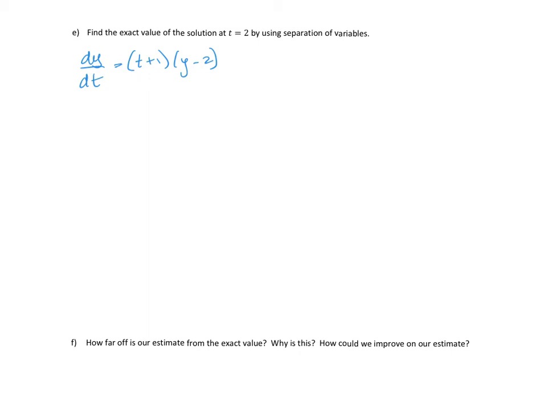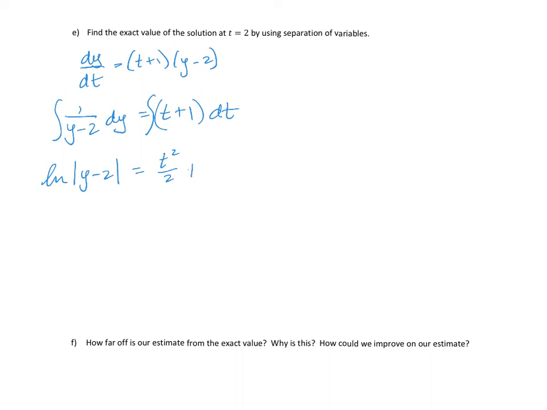Okay, so now I want to calculate the exact value of the solution so that I can compare it to what we just got approximately. So I'm going to use separation of variables to get it. So I'm going to move the y minus 2 over. So I have 1 over (y minus 2) dy equals (t plus 1) dt. Integrate, integrate. So I have the ln of |y minus 2| equals t squared over 2 plus t plus c.